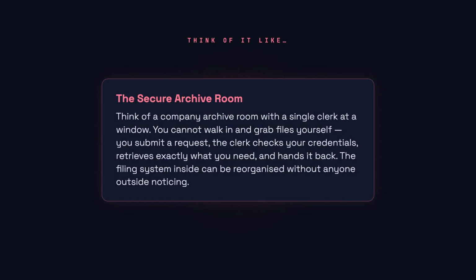Picture a secure archive room in a large office. Nobody enters freely. There is one clerk at a window who controls all access. You ask for a record, the clerk verifies you are allowed to have it, finds it, and passes it through the window. The data layer works exactly like that clerk. It is the one control point through which all stored information must pass.